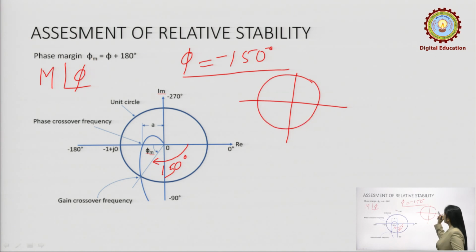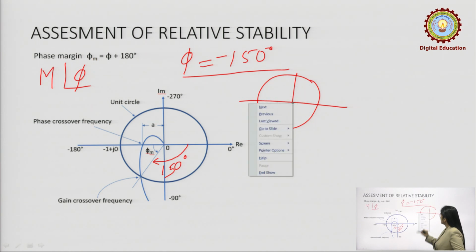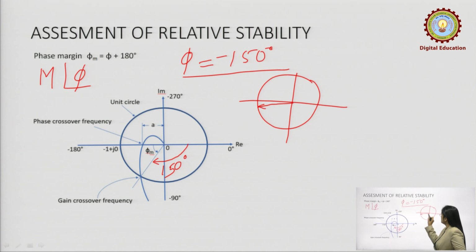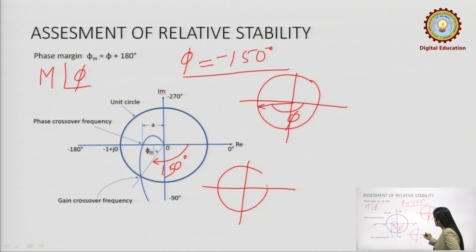This is our unit radius circle. The phase angle is presently 150, and if the phase angle is less than 180, it will be somewhere here. Now if the phase angle is 180 degrees, on this unit radius circle, that means this will be the vector. So, that means the phase angle is minus 180 degrees. We can see here that this is an additional margin which can be added, so that the system goes to the verge of instability.